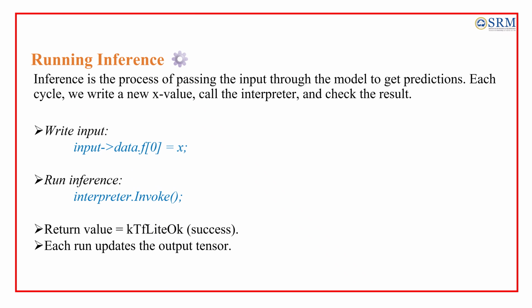Running inference. Inference is the process of passing data to the model to get predictions. For each cycle, we do 3 steps. Write the input value, input the data, and call the interpreter's Invoke. Check if the return value is kTfLiteOk. That means it's success. Each run updates the output tensor with the predicted value. In simple words, we hand the model an x value, it thinks for a millisecond and then hands us back the predicted sine. That's it. Now we'll see how to fetch that prediction.